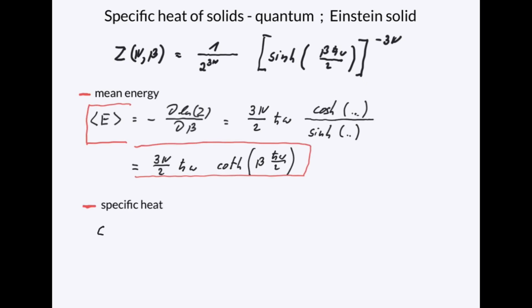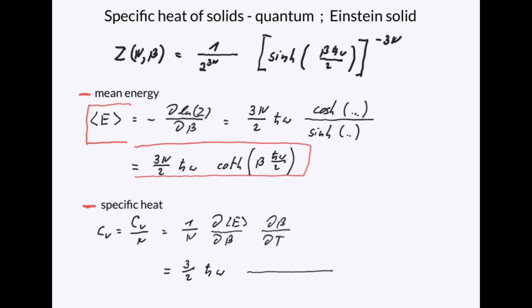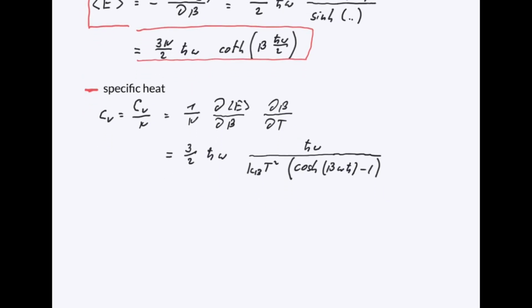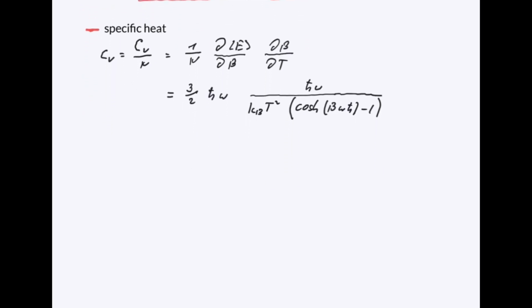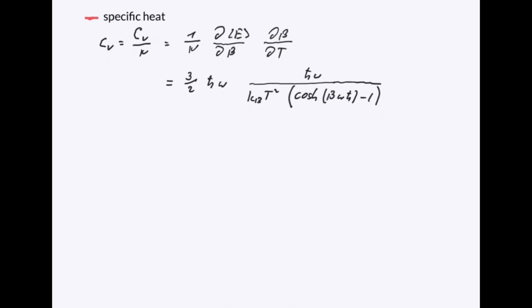From there we obtain the specific heat per particle, C_V divided by N, which is given by 1 divided by N, the partial derivative of the mean energy with respect to β, and the partial derivative of β with respect to T, giving a fairly simple equation which contains ω squared divided by cosh of β ħω, and a prefactor (k_B T) squared coming from the partial derivative of β with respect to T. From our quantum mechanical description, we thus obtain that the specific heat of a solid is dependent on temperature.